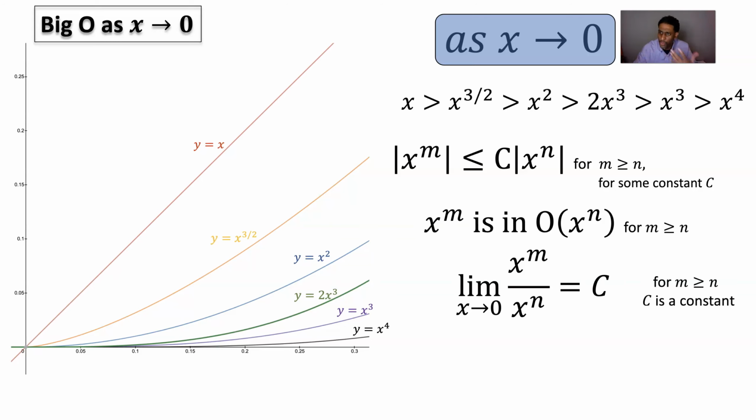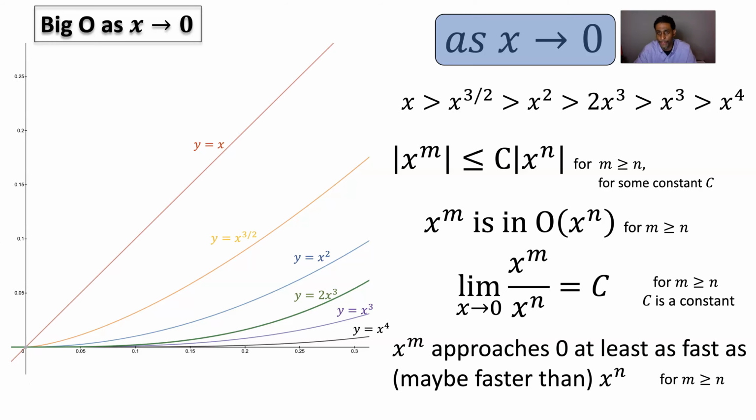So we can view it from many different angles. Here's another way to think about it. x to the m, the bigger exponent, approaches 0 at least as fast as, possibly faster than, x to the n. Right? x to the 4 approaches 0 at least as fast as x to the 3. x to the 2 approaches 0 at least as fast as x.